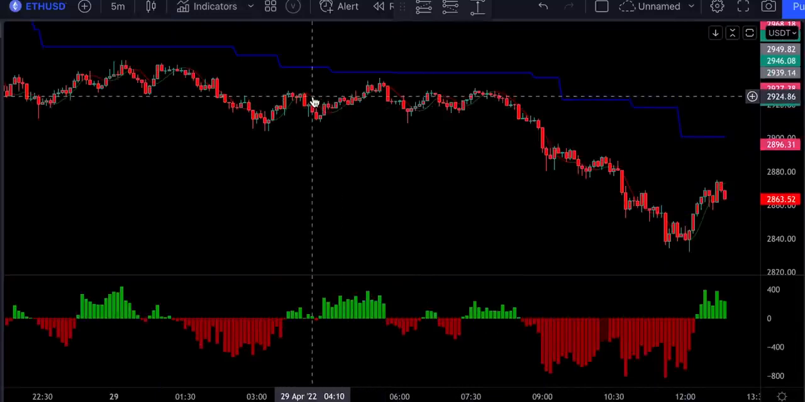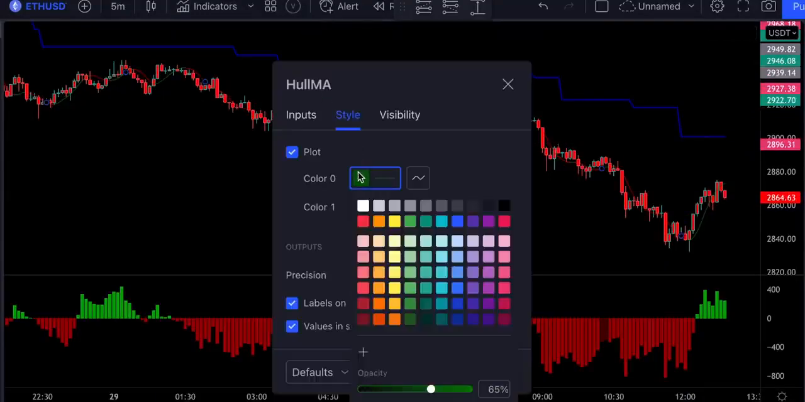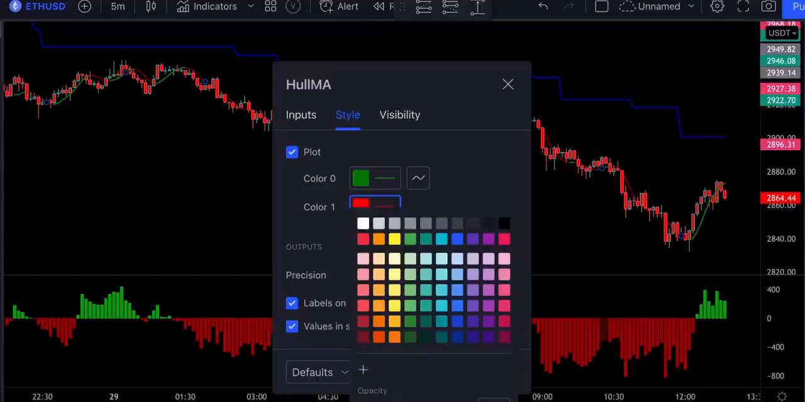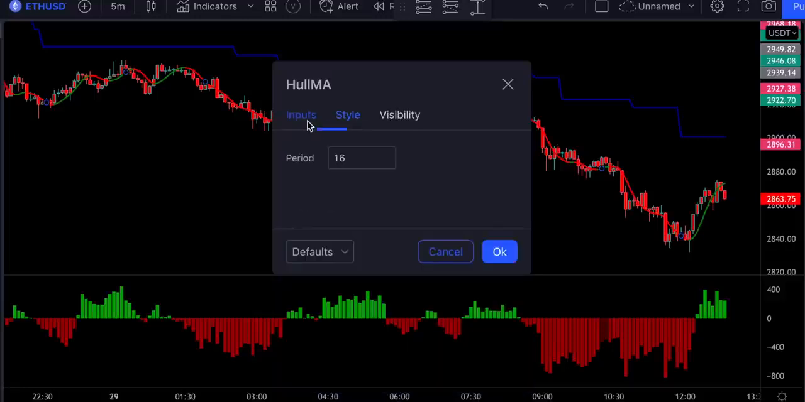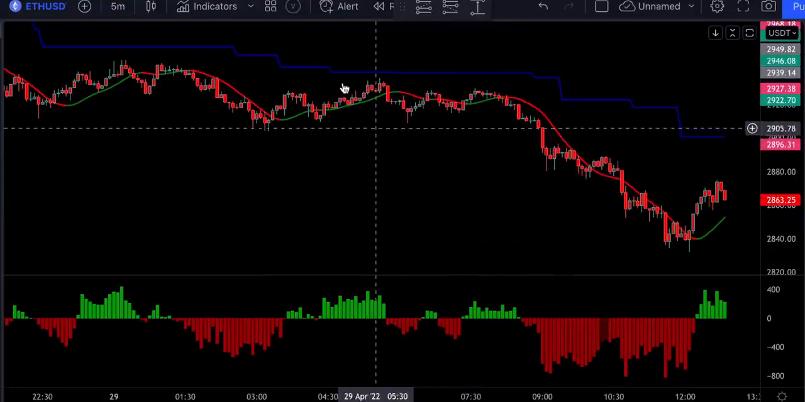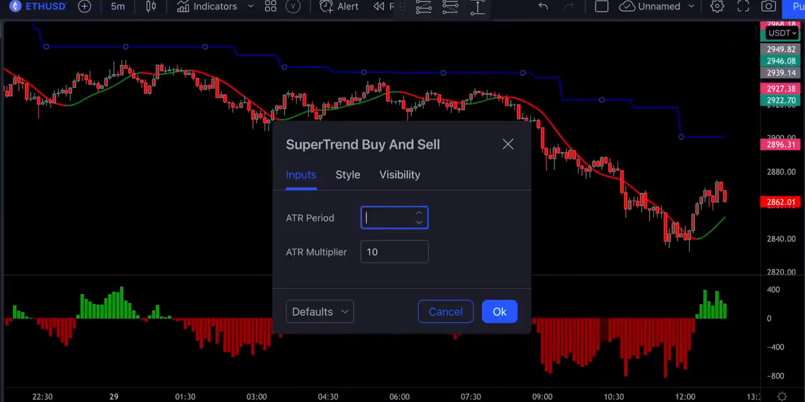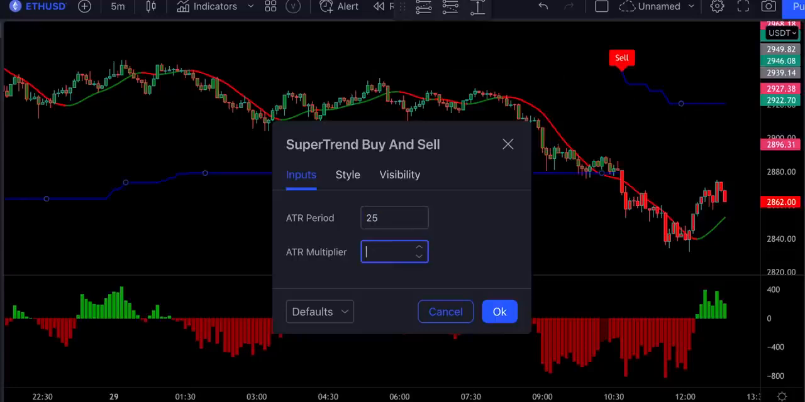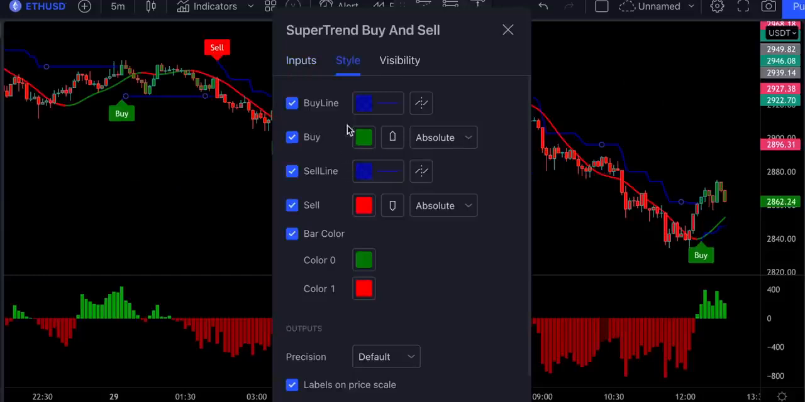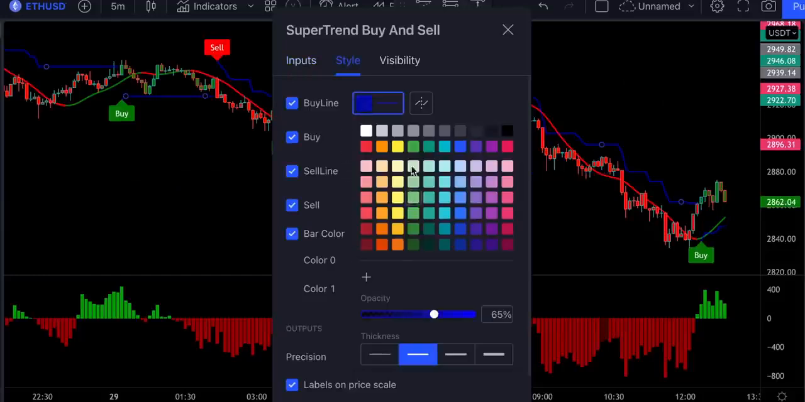Okay, so now let's adjust these indicators one by one. First we're going to double click on this Hull MA and make this line a bit more visible. Also, in our input section, we're going to change the period from 16 to 42. Now let's double click on this Supertrend indicator and change the ATR period from 1 to 25 and this ATR multiplier from 10 to 2.7. Also, let's color these lines green and red.